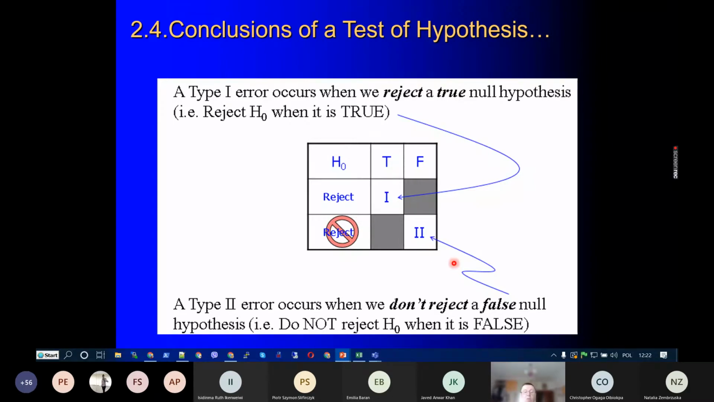Type 1 error, or alpha error, occurs when we reject a true null hypothesis. And here is the place where it happens: when the null hypothesis is true and correct, it would be that gray square, a correct outcome, but we decide that we have to reject it in some circumstances, for some reason. The same with type 2 error, which is also correct: we don't reject a false null hypothesis, so we don't reject the null when it's false. And here is again a correct outcome, but this is the place where type 2 error happens.